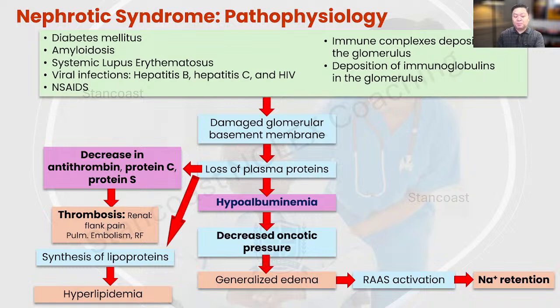Now, please pay attention here, because not just the albumin is affected, and not just the protein C or the antithrombin, but we also need to be worried about the immunoglobulins. These are your moderate-sized particles or molecules, and they're also going to leak into the urine. So these are your immunoglobulins, IgG and IgA. And we know that these are vital in the immune system, right?